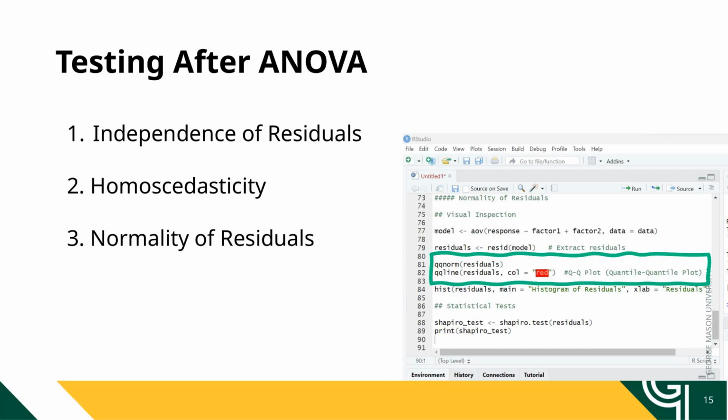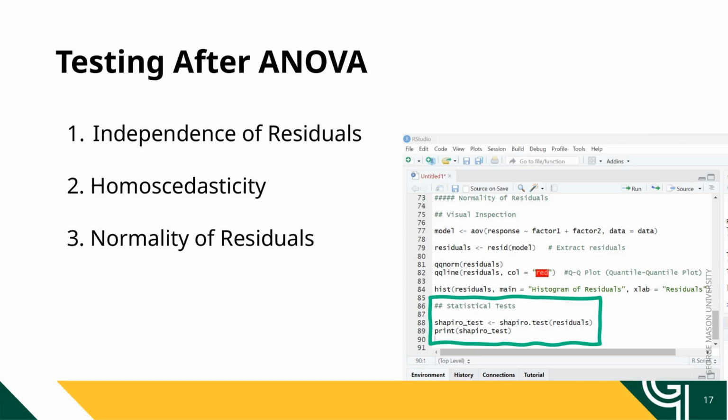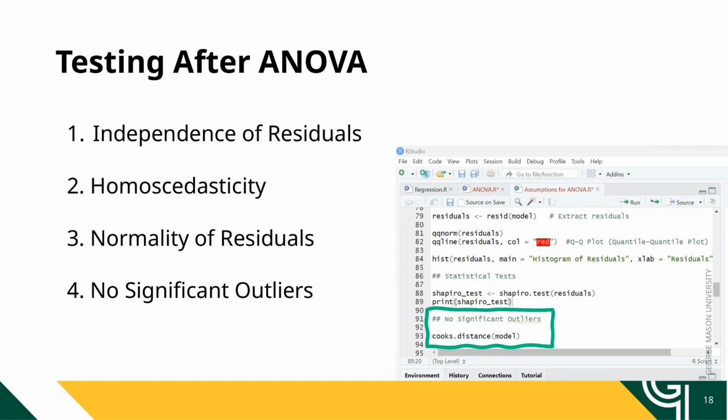If the points on the QQ plot lie close to the red line, the residuals are approximately normally distributed. If the residuals are normally distributed, the histogram should be symmetrical, with most values concentrated around the mean. The Shapiro-Wilk test is a statistical test that checks the normality of the residuals and returns a W statistic and a p-value. If the p-value is greater than 0.05, this suggests that the residuals are normally distributed. Points with a Cook's distance greater than 1 are generally considered influential, but a more common threshold for smaller datasets is 4 divided by n. N is the number of observations.